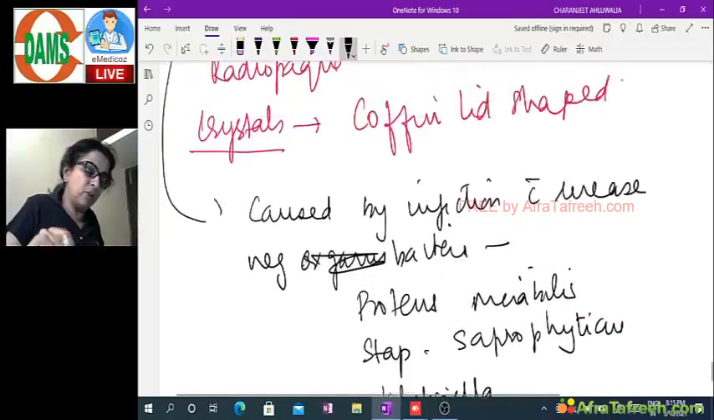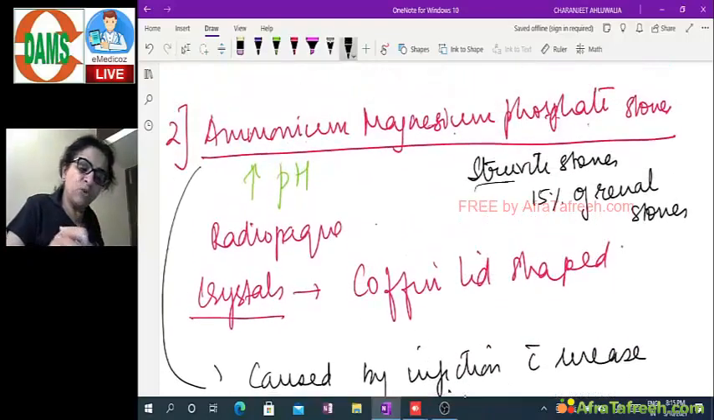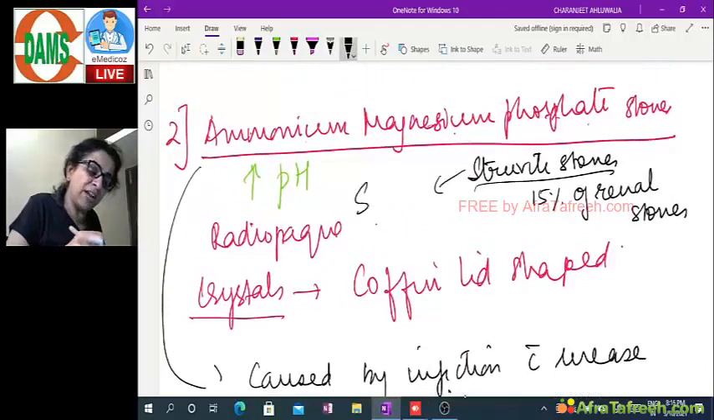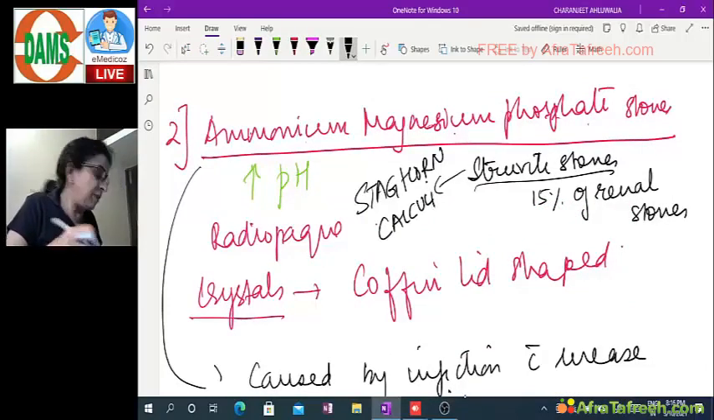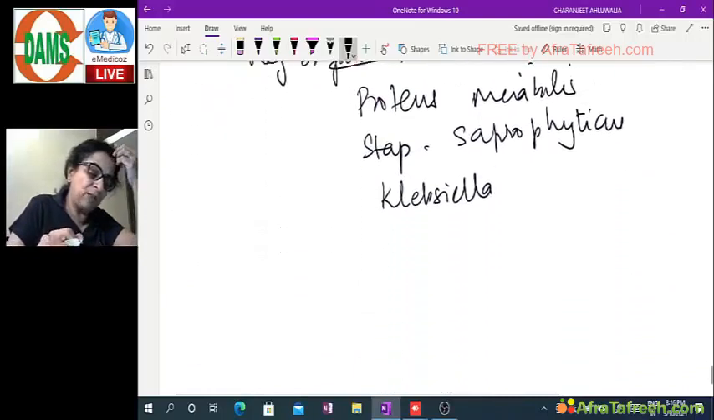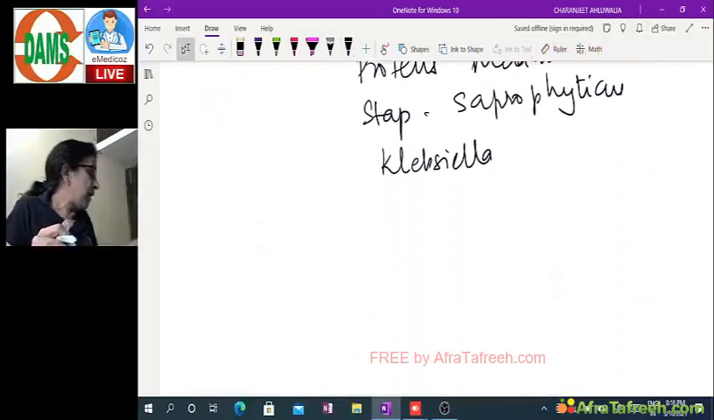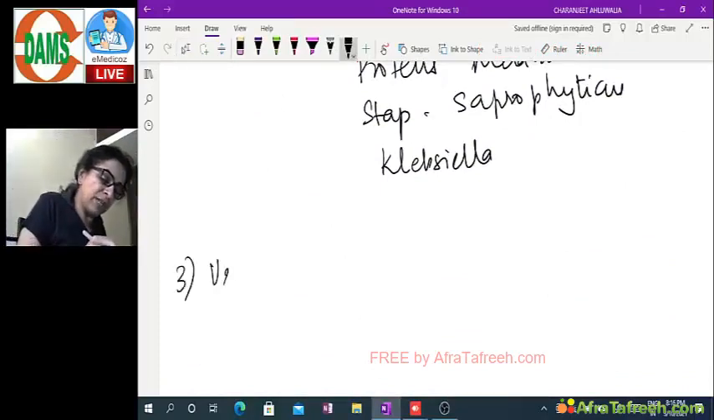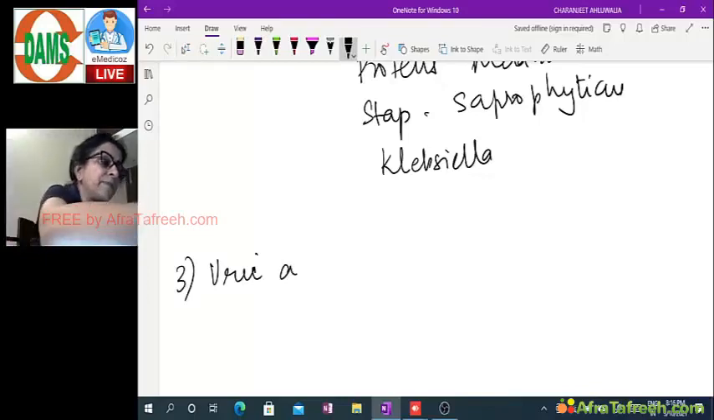और ये जो है अमोनियम मैग्नीशियम या स्ट्रूवाइट स्टोन्स, they also form staghorn calculi that completely fill the pelvicalyceal system. So commonly the staghorn calculi are these stones, and treatment is to treat the underlying infection and to remove the stones. Third type of stones are uric acid stones.